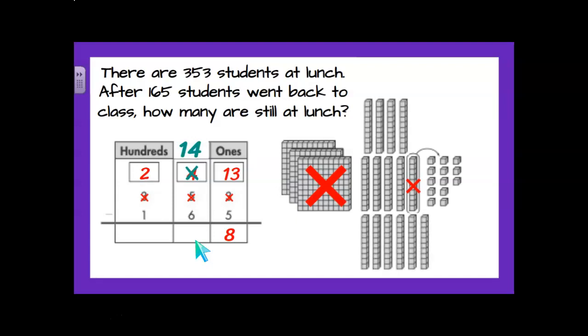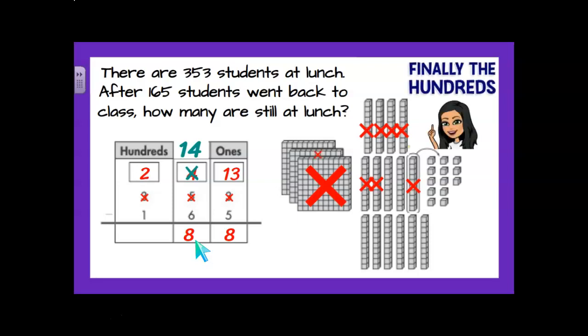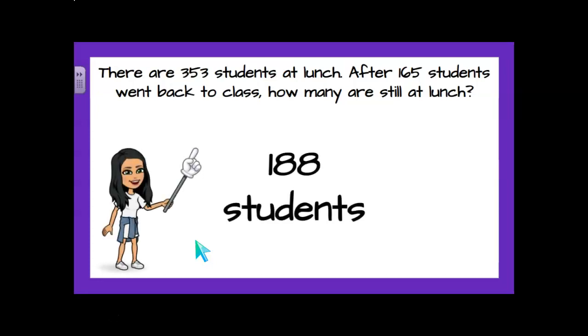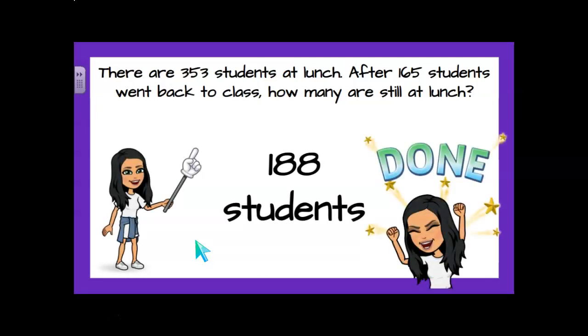Now we subtract 14 minus 6. 1, 2, 3, 4, 5, 6. How many do we have left? 8. Now to your hundreds. 2 minus 1. 1 left. Our answer, 188. 188 students. We're finally done.